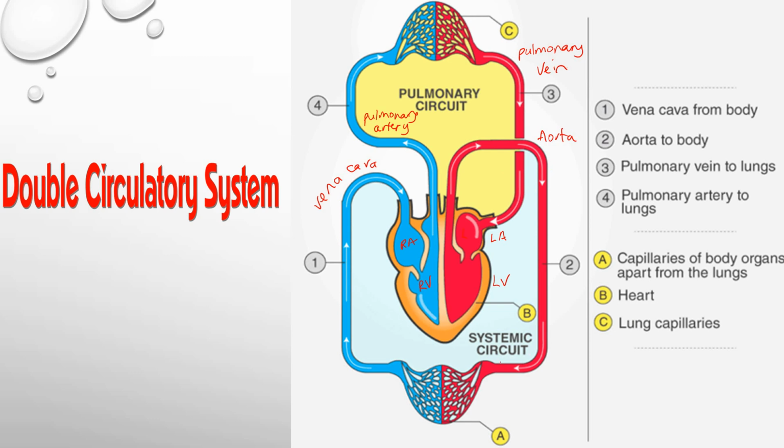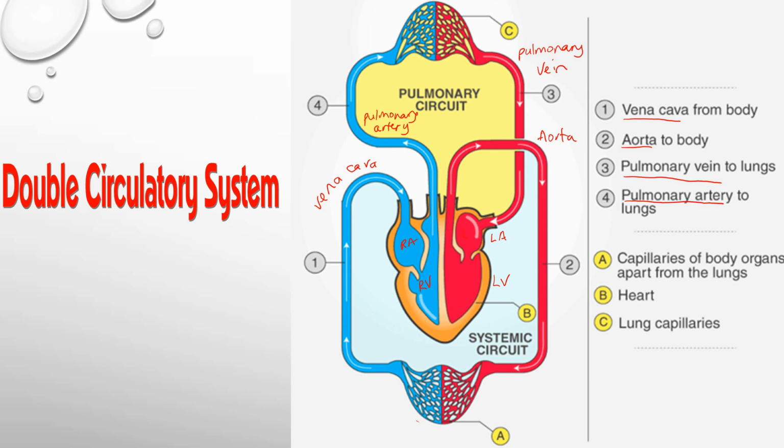So this part is what we call the systemic system. So A is the capillaries of the body organs, so the head and the body, and they drop their oxygen off, and then we come all the way back round to the vena cava again. So make sure you've labelled up the blood vessels 1, 2, 3 and 4 on your diagram as they are here. So it's 1, 2, 3 and 4.